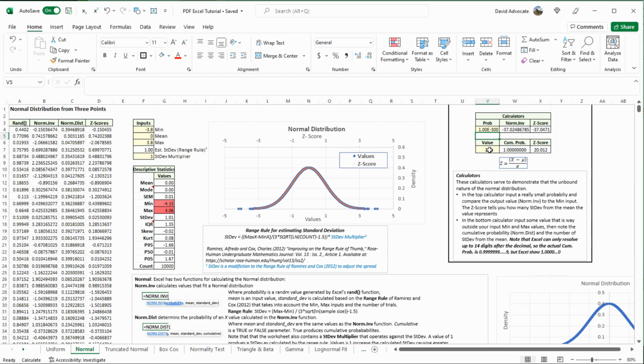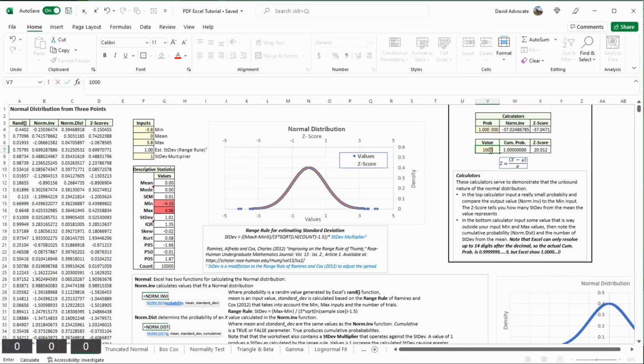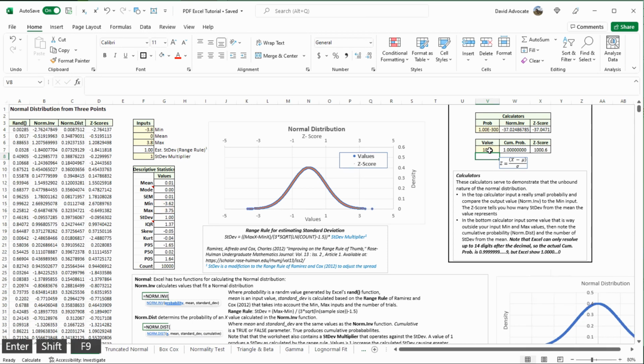But we could put in here some ridiculously large number as well. Let's say 1,000. Hit Shift F9, and you'll see here there's our z-score, but this doesn't change. The z-score is a pretty practical parameter to be able to calculate, because in many cases you're going to want to tell somebody that their value is so many standard deviations away from the norm.